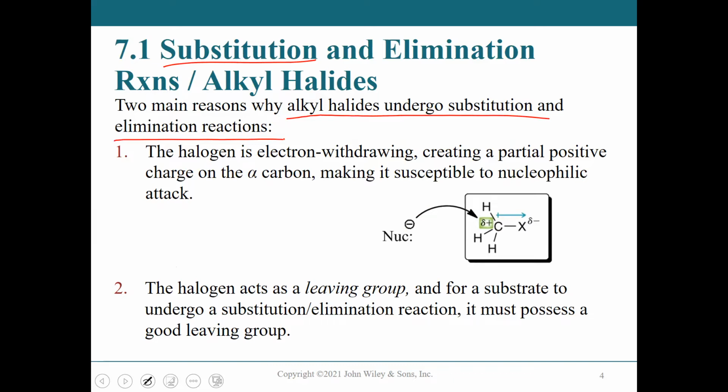Why do they have to react, right? So are they not stable enough? No, they're not that stable. Why is that? It's due to the presence of that polar bond.